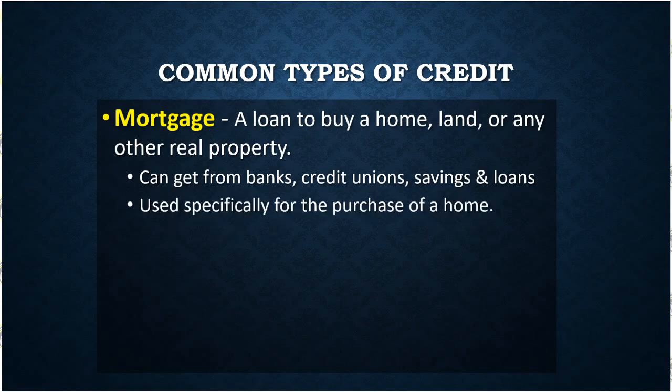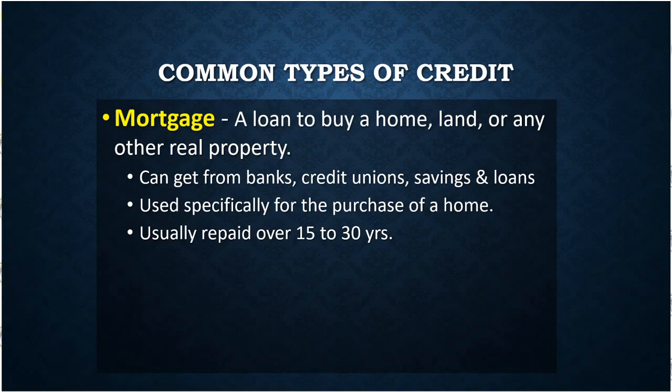It's used specifically for that real property. Most of the time, that's for somebody to buy a home, but it doesn't have to be a house. It could be a condominium. It could be a townhome. It could be a duplex. But generally speaking, it's for a place to live, whether you're living in it yourself or you're buying the property as an investment property and then renting it out to somebody.